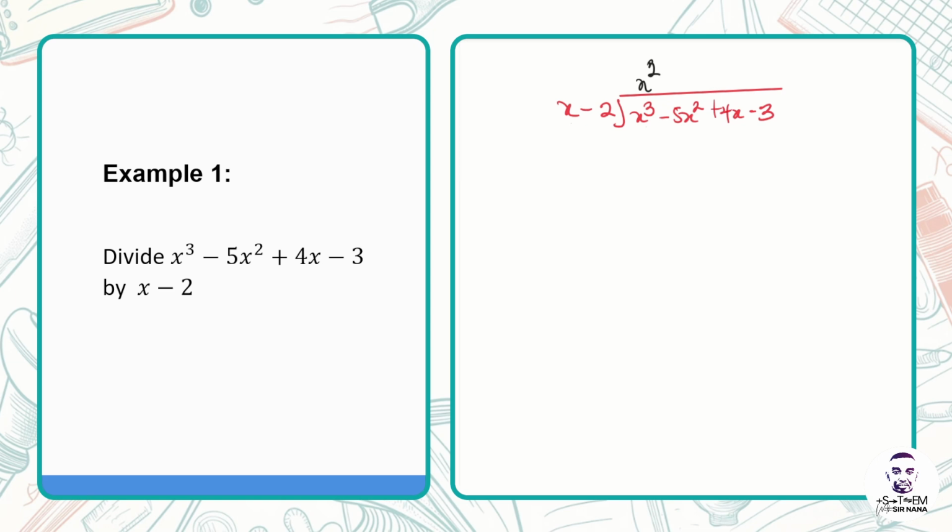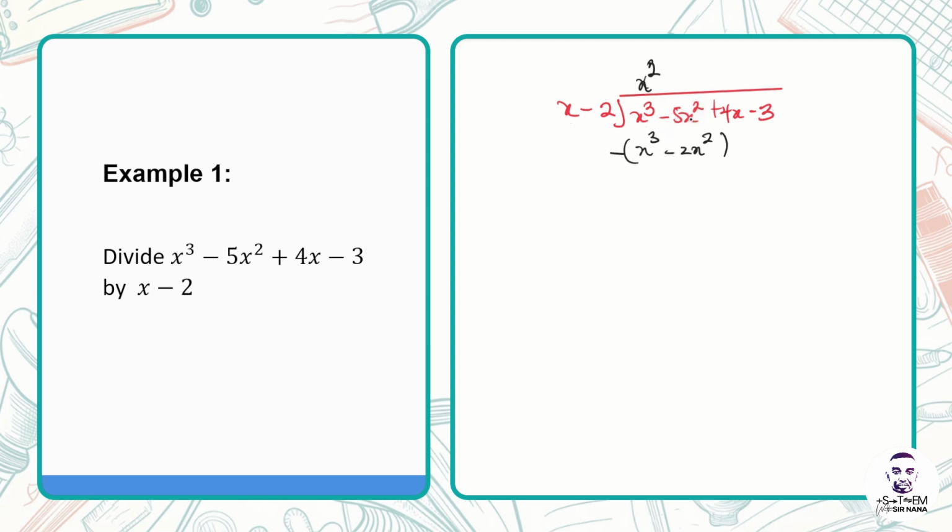Then we are going to take the x squared at the top here and multiply it by the divisor, everything in the divisor. So x squared multiplying x gives us x cubed. Then x squared multiplying minus 2 gives us minus 2x squared. Then we'll go through the process of subtracting, just like we do in long division. So when we subtract, you realize that the x cubed and the x cubed goes away. Then we have minus 5x squared.